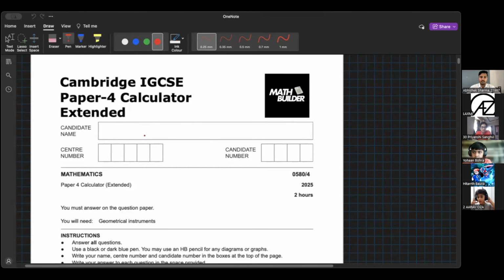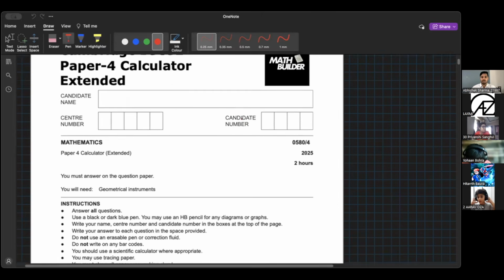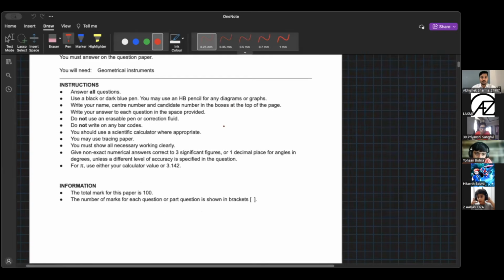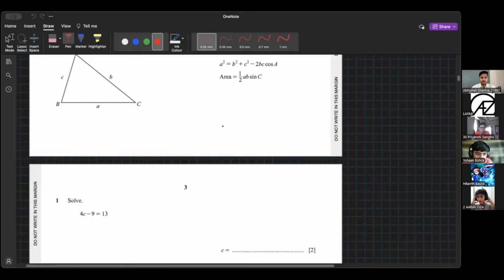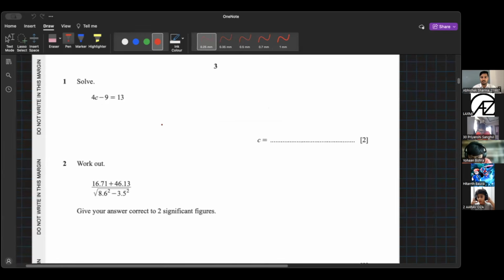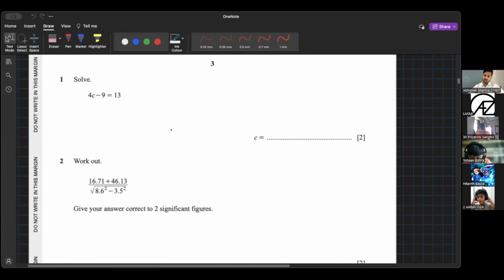Okay, then we can start the calculator paper now, the extended paper 4. So let's start with question number 1. It says solve 4c minus 9 equals 13.